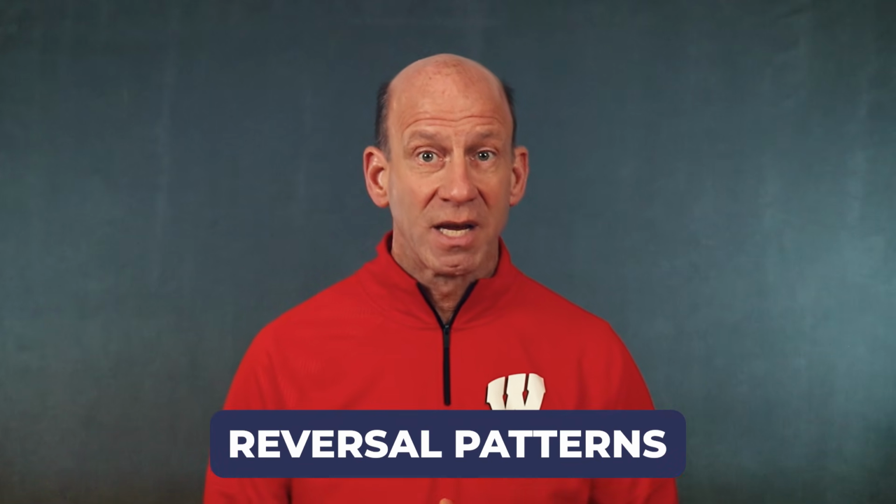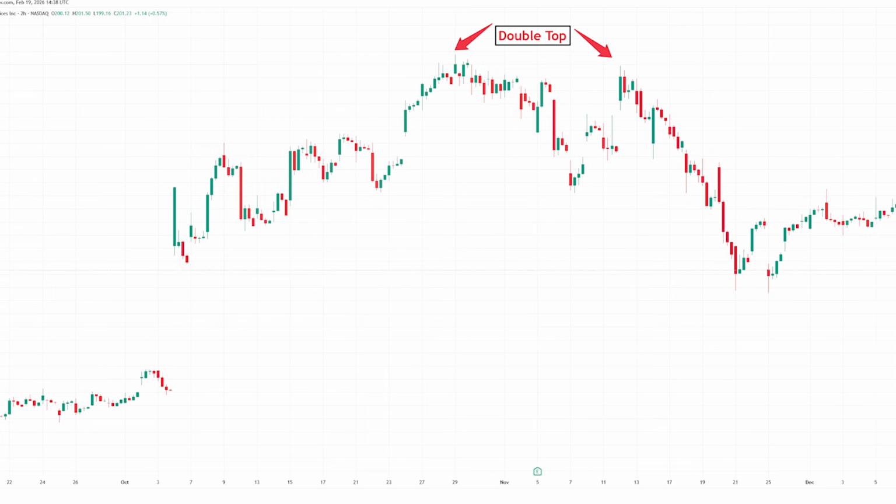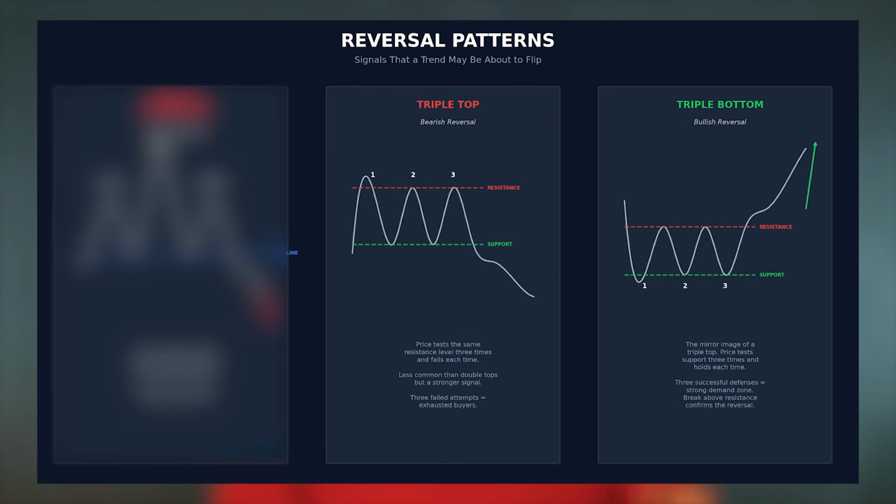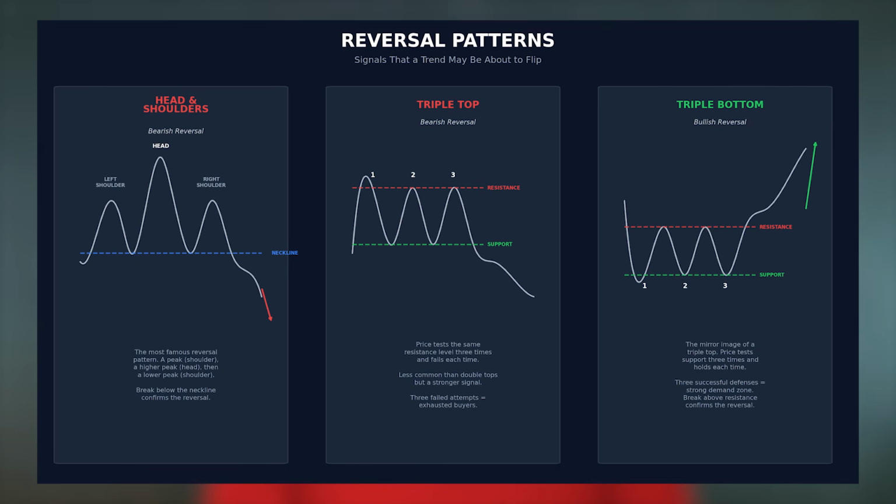All right, next up we have reversal patterns. These suggest that the current trend is about to change direction. Double tops and double bottoms are the most common ones you'll see. Triple tops and bottoms are less frequent but tend to be the stronger signals when they show up. The head and shoulders pattern is probably the most well-known reversal pattern out there, thanks to its distinct shape with a peak, a higher peak, and then a lower peak.